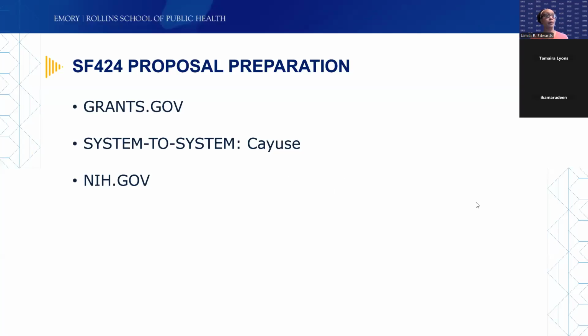Okay, so here at Emory, we have what we call a system to system. We use Cayuse. A lot of people outside of Emory may use other system to systems, but the main site to find your grant application or the funding opportunity announcement is going to be grants.gov. And this is where we obviously pull down the application and fill out the package. For us, we don't typically use that simply because grants.gov is not easily shareable. So we want to be able to give people access to the application.